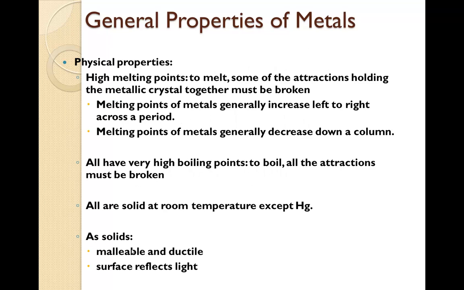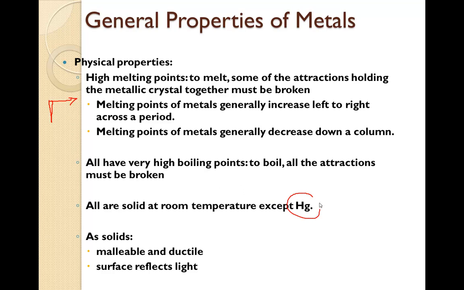They have high melting points. To melt, some of the attractions holding the metallic crystals together must be broken in order for it to melt. Melting points of metals generally increase from left to right across the period and decrease down a column. So it increases up and to the right. All have very high boiling points, and that's once again because the attraction must be broken in order for it to boil. All of these are solid at room temperature with the one exception of mercury.